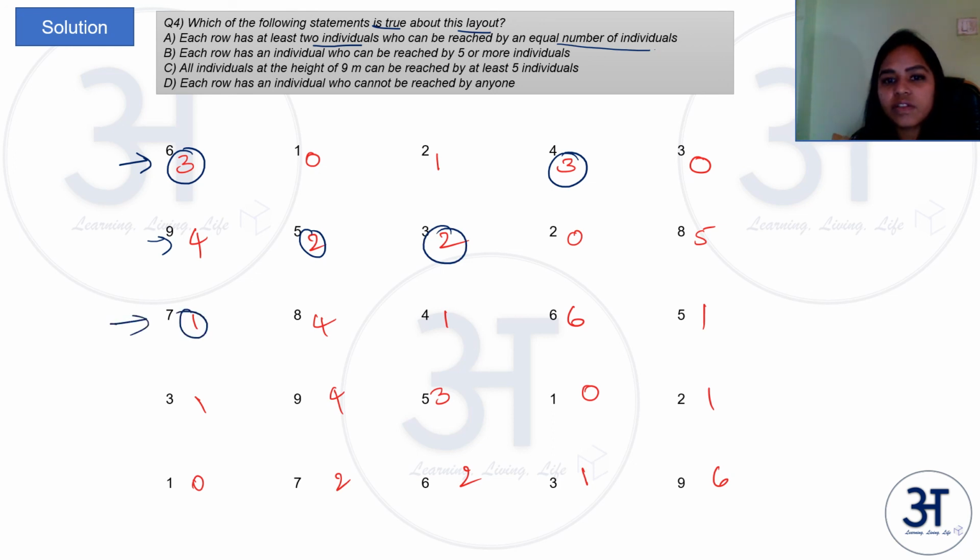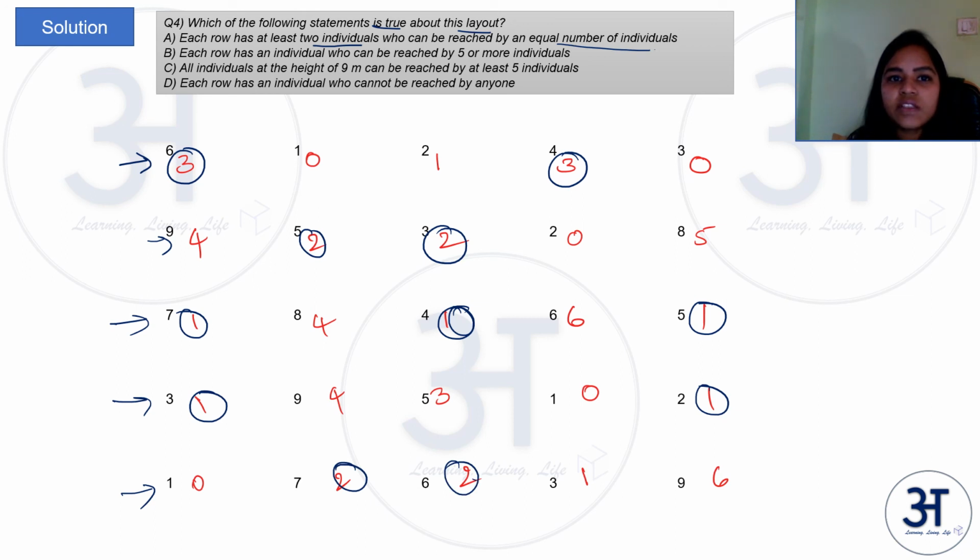In row 7 also there are 3 ones, so at least 2 holds good. In row 3 also we have that, and in row 4 also we have that. At least 2 individuals who can be reached by an equal number of individuals. This is correct. Let us see option B. Each row has an individual who can be reached by 5 or more individuals.